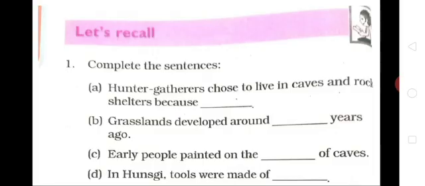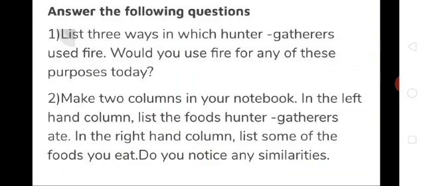Note down your homework. You have to complete these sentences. It is near the back of the book. And then answer the following question. You have to list any 3 ways in which hunter-gatherers used fire, and would you use fire for any of these purposes today. You have to compare your uses of fire today and their uses of fire, and then make 2 columns in your notebook.